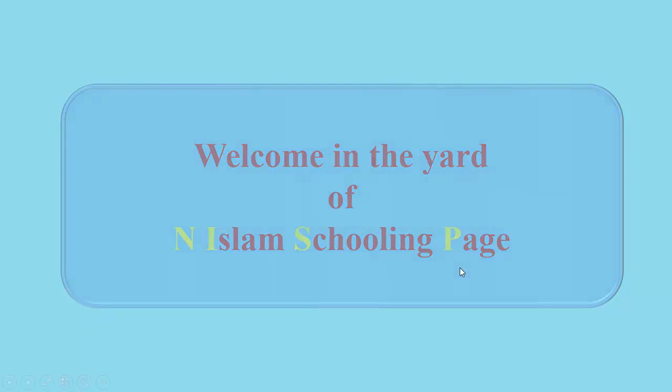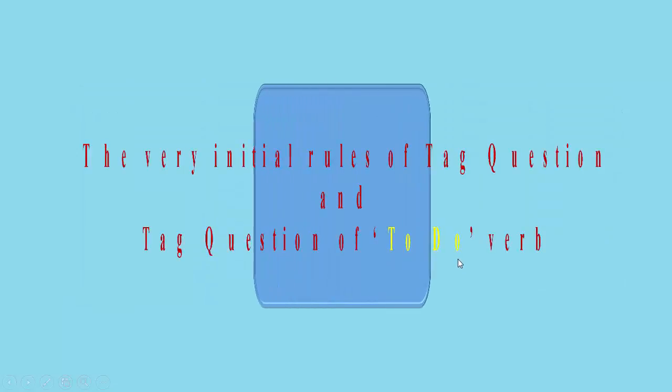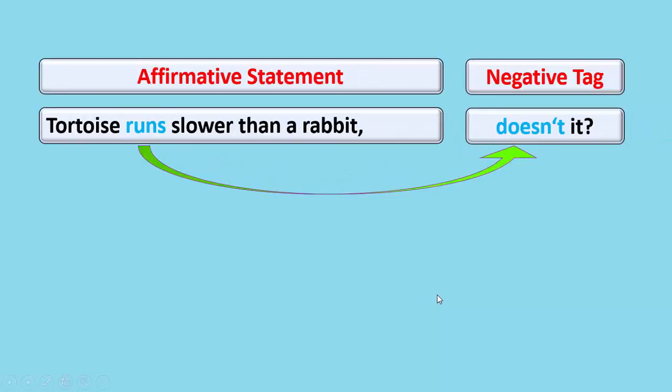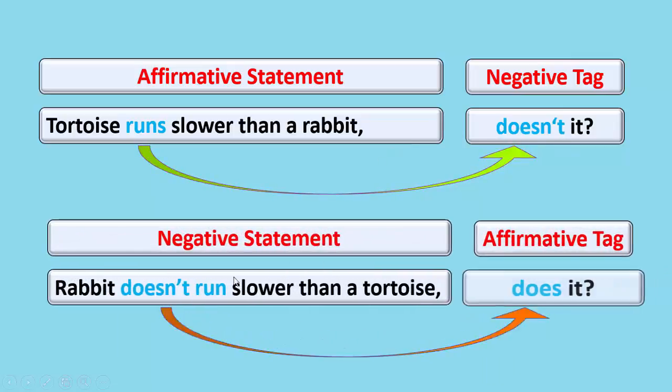Today I am going to share the very initial rules of making tag questions, and tag questions of the to do verb. So let's begin. The very initial rule of making a tag question is, if the statement is in the affirmative form, the tag question should be negative. And if the statement is in the negative form, the tag question should be in the affirmative form. Look at the first sentence.